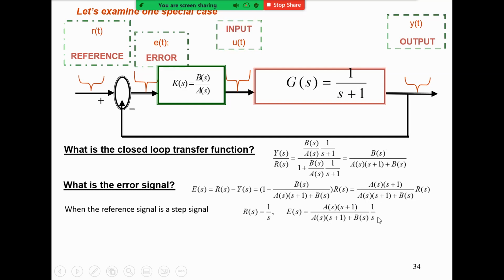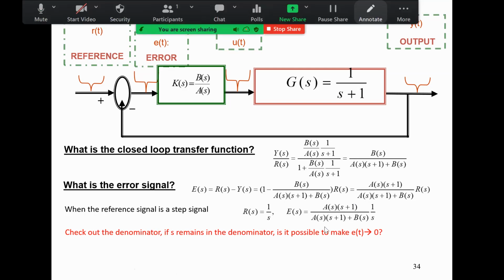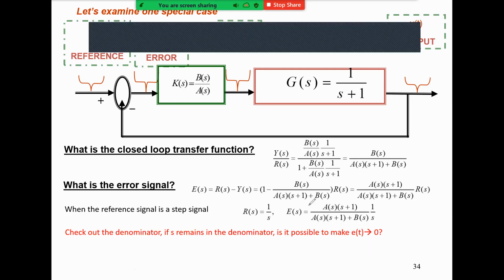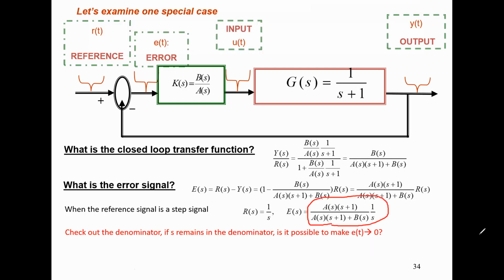You just pay attention to this expression. We want to make the signal go to zero. Remember, this is the Laplace transform of this error signal, and we are going to do the inverse Laplace transform, or find the time domain expression of it. You are going to do the partial fraction.